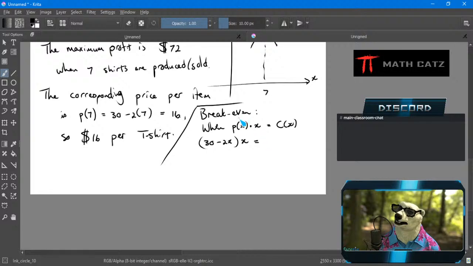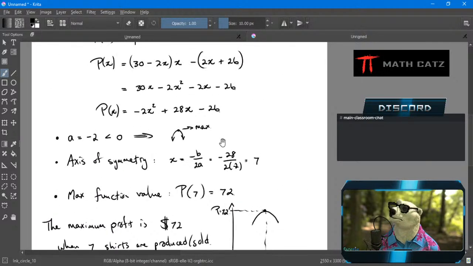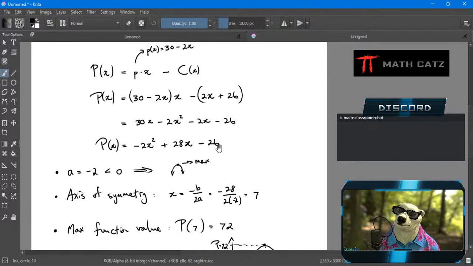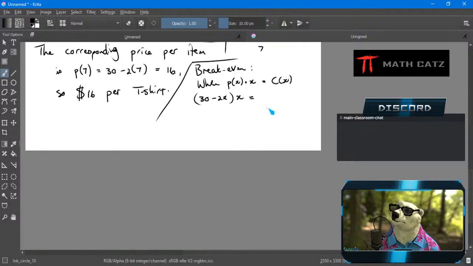What was the cost function? 2x plus 26. Maybe we can squeeze it in here. I really want to. So then this is 30x minus 2x squared equals 2x plus 26.